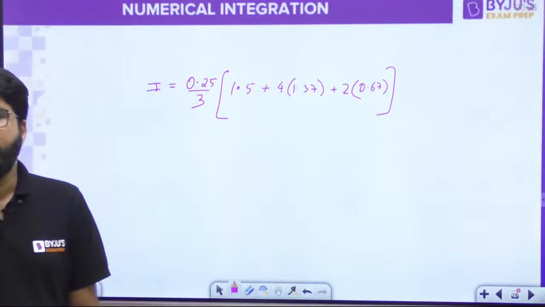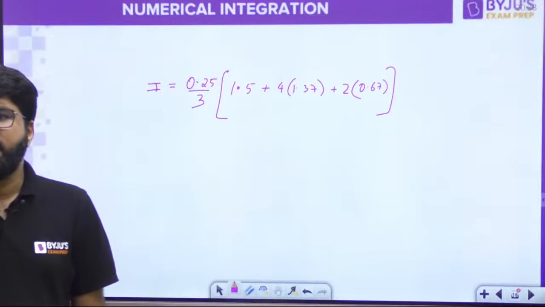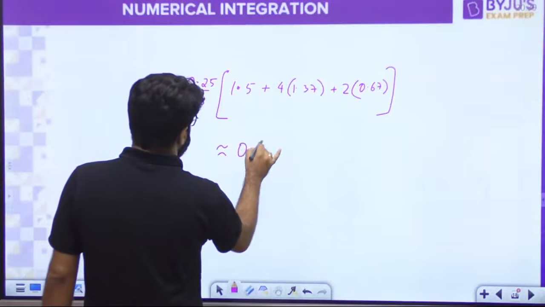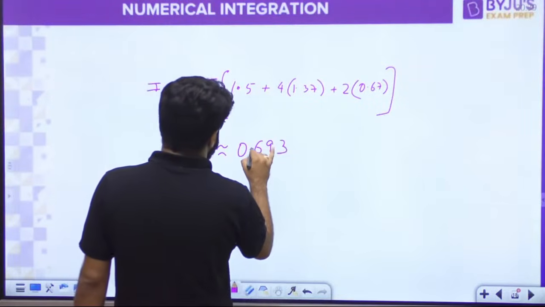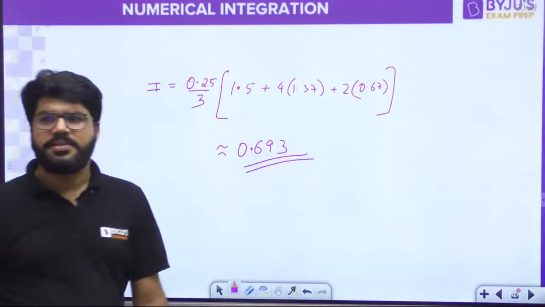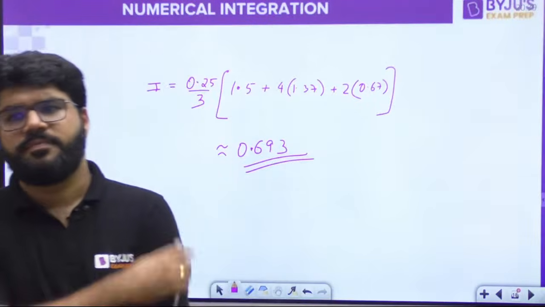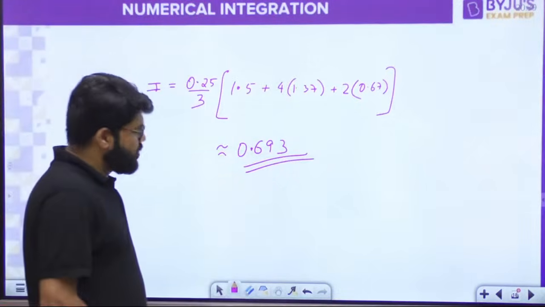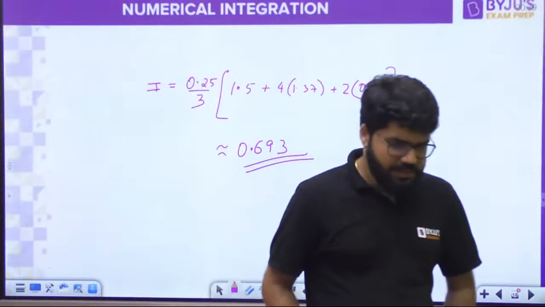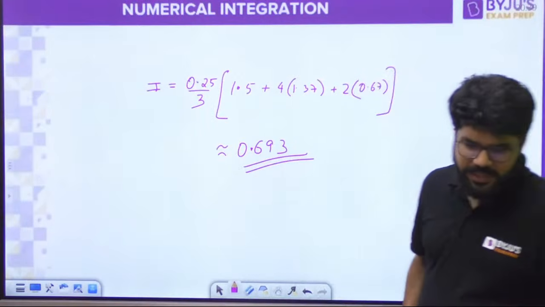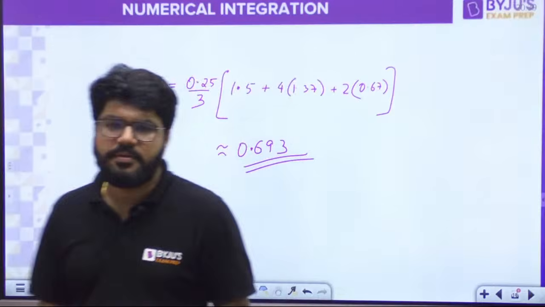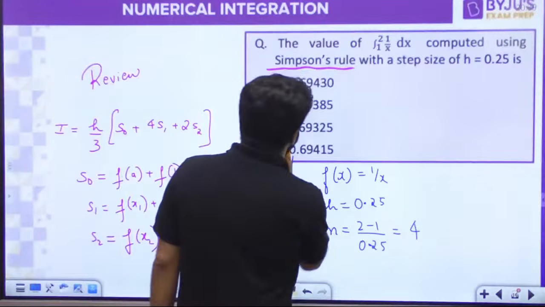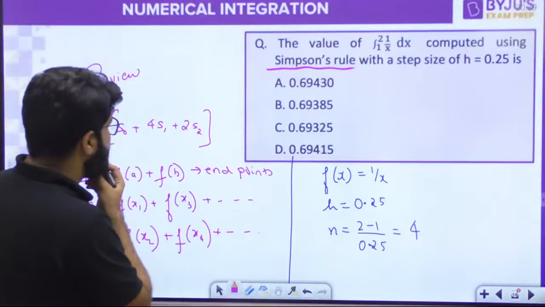0.693 approximately, right? 0.693. Yes, you can take it, Parvinder. There is not going to be an issue in that. Okay, 0.693 is the correct answer. 0.693, that is.